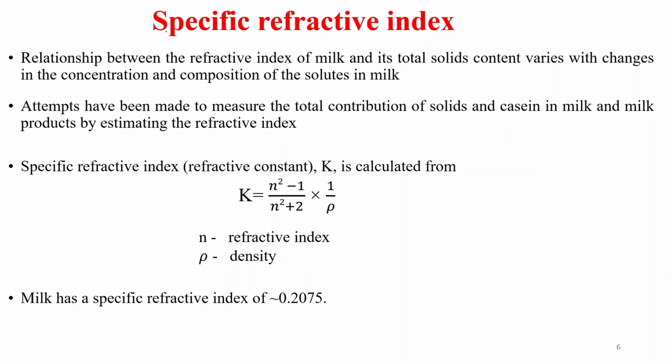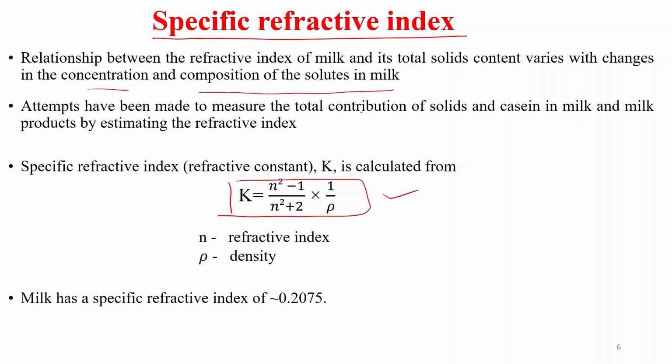Now there is a term known as specific refractive index. The specific refractive index is given by the formula on the slide: (n² − 1) divided by (n² + 2), multiplied by 1 by sigma. As we said, the relation between the refractive index and total solutes varies with changes in the concentration and composition of solutes in the milk, especially lactose and proteins. But attempts have been made to measure the total contribution of the solids and casein in milk and milk products by estimating the refractive index.